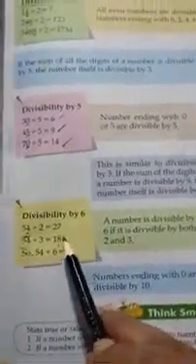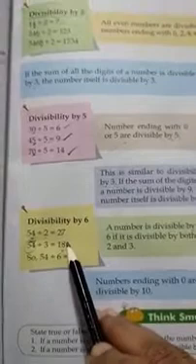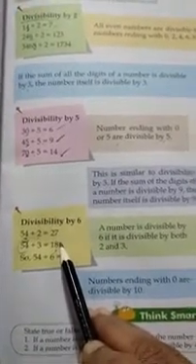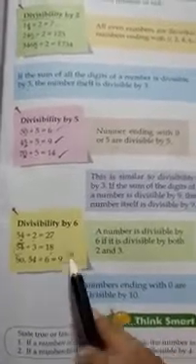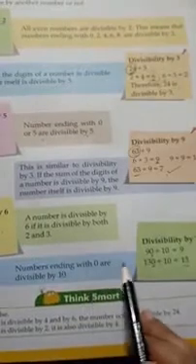Yes, divisibility by 6. If a number is divisible by 2 and the same number is also divisible by 3, then automatically that number will be divisible by 6. Then the divisibility by 10. If a number ends with 0, then that number will be divisible by 10.